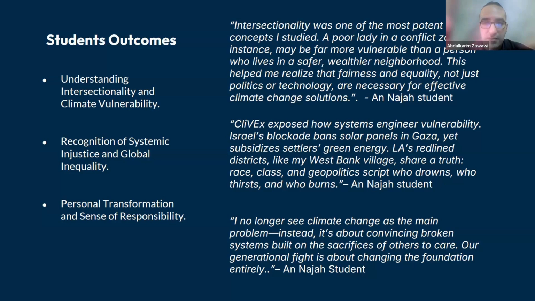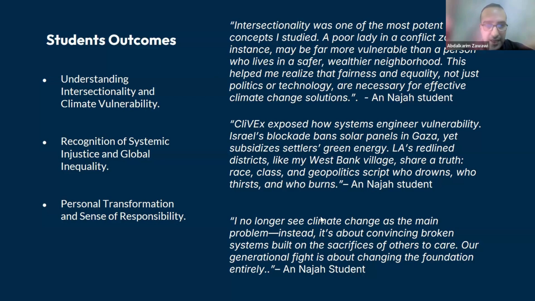And you can see here some reflections from my students. I will highlight the first one, which is about intersectionality. This is a student from Al-Najah University in Palestine. She gives this reflection that a poor lady in a conflict zone, for instance, may be far more vulnerable than a person who lives in a safe and wealthier neighborhood. So this highlights her understanding of intersectionality and climate vulnerability.